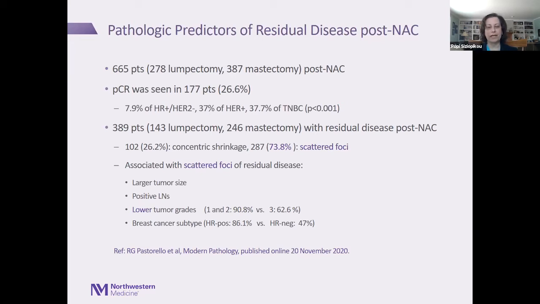Of those, 143 had a lumpectomy and 246 had a mastectomy. Of interest, relevant to today's discussion, about a quarter, 26%, of these patients showed concentric shrinkage, and the remaining three quarters of the patients showed the scattered foci pattern of tumor regression. In univariate and multivariate analysis, the investigators found that the scattered foci pattern of residual disease was associated with larger tumor size, with positive lymph nodes, with lower tumor grades, grade 1 and 2 versus 3, and with specific breast cancer subtypes. The scattered foci pattern was seen in 86% of the hormone-positive tumors, but only in 47% of hormone-negative tumors.